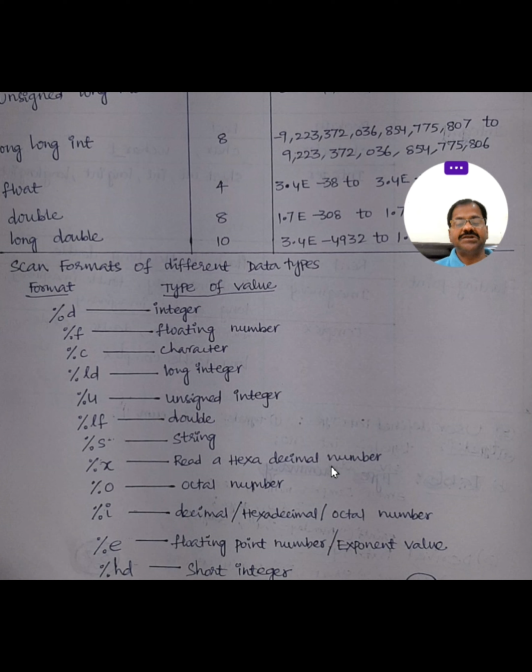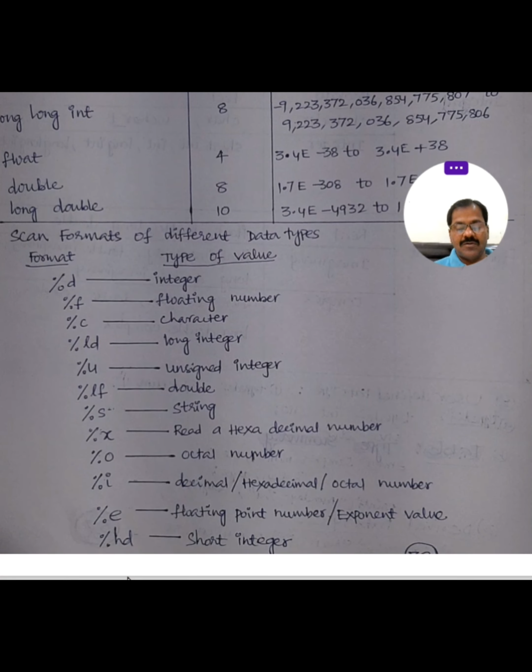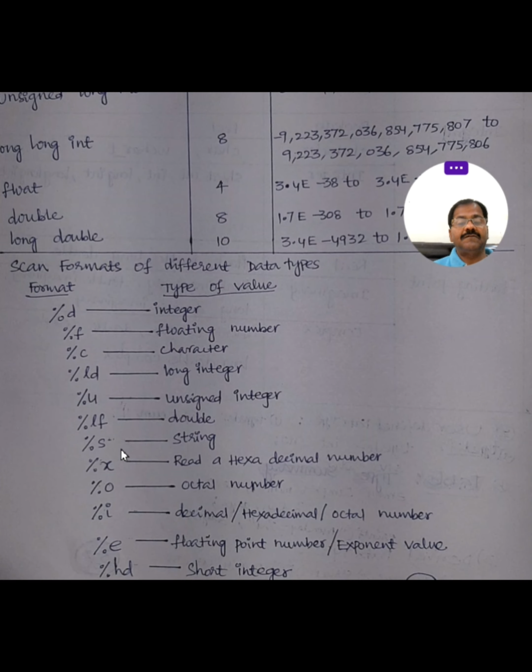You see, for hexadecimal numbers, we will discuss about hexadecimal numbers later. To convert into machine language, in the number system topic, we discuss octal, hexadecimal, decimal numbers. In further classes, we discuss. For floating point or exponent values, we use percentage e. For short integer, we use percentage hd. Like that we use formats or format specifiers or type specifiers in data types.